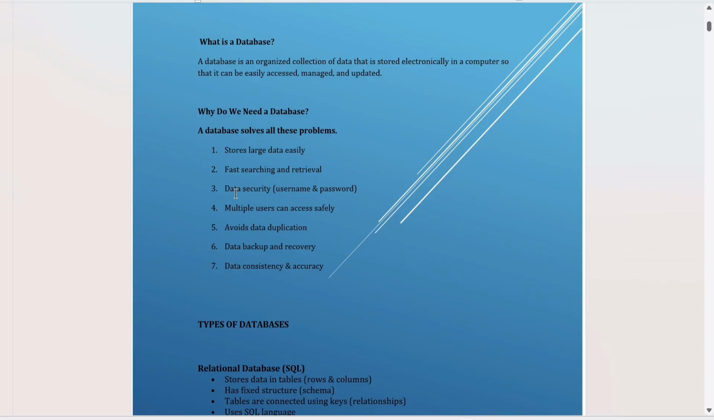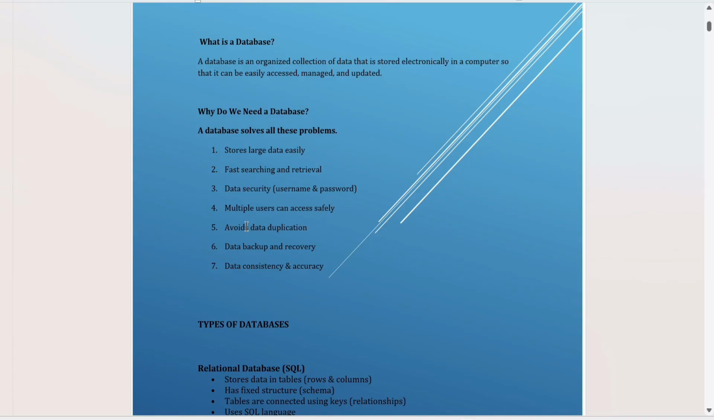The third point is data security. A database provides security features so that only authorized users can access data using a password and username. For example, a bank database is protected so only employees can access it. The fourth point is that multiple users can access it safely. Many users can use the database at the same time without confusion. For example, 1,000 people can book train tickets at the same time.